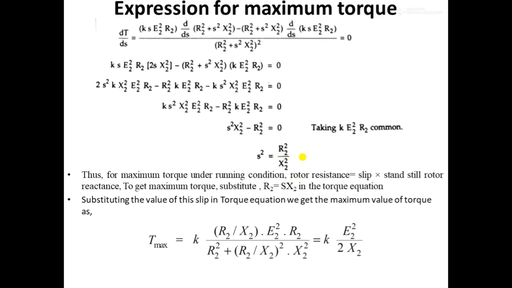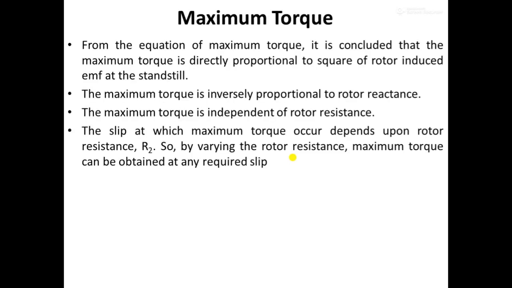We have already obtained the derivation of the same, that is S is equal to R2 by X2 is the slip corresponding to maximum torque. So it's clear that the slip corresponding to maximum torque has a dependency on R2, whereas the maximum torque value does not have any dependency on the rotor resistance. The same points are mentioned in this slide also.